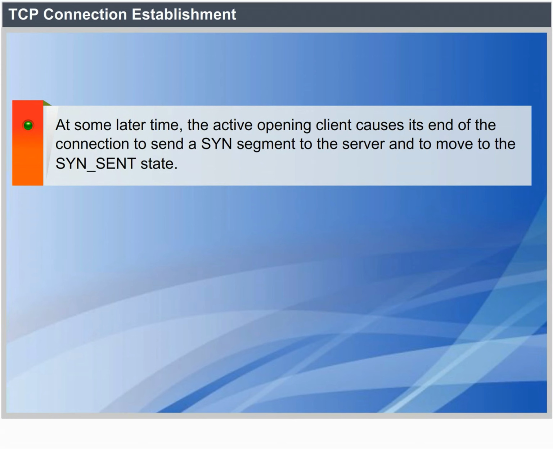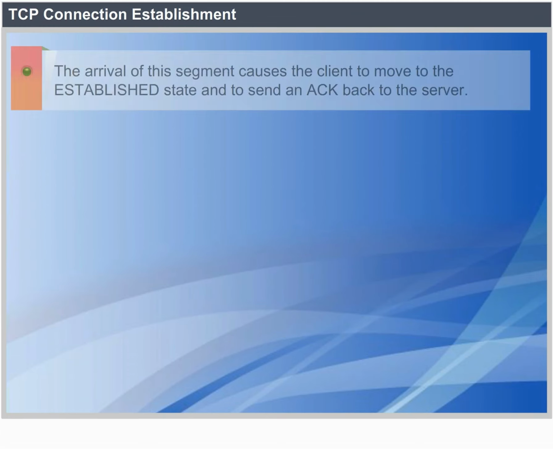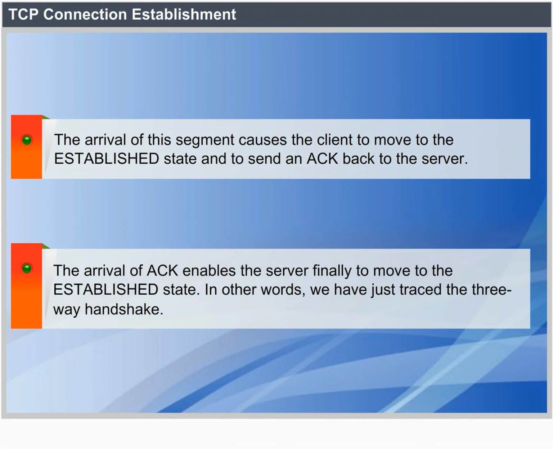When the SYN segment arrives at the server, it moves to the SYN_RCVD state and responds with a SYN plus ACK segment. The arrival of this segment causes the client to move to the established state and to send an ACK back to the server. When this ACK arrives, the server finally moves to the established state. In other words, we have just traced the three-way handshake.